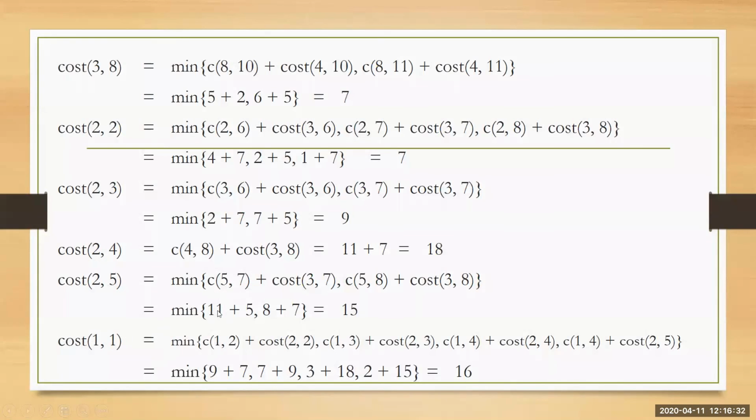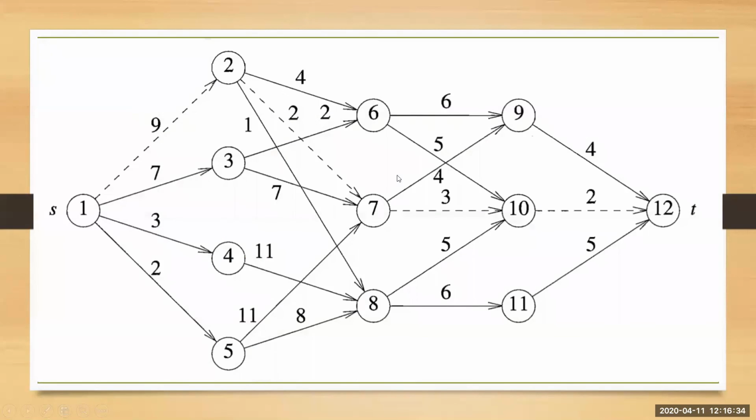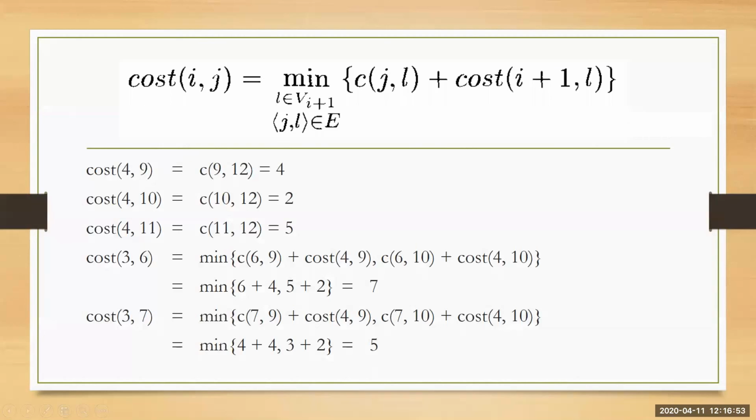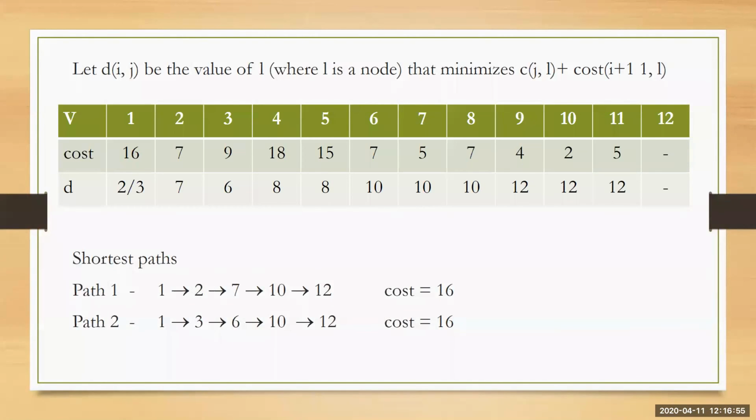Now what does this mean? You have calculated the minimum path as 16, and the minimum path can either pass via 1 comma 2 or through 1 comma 3. Now we know this. From 2 which is the path, from 3 which is the path, we should identify from the table. Now the entire table is filled.